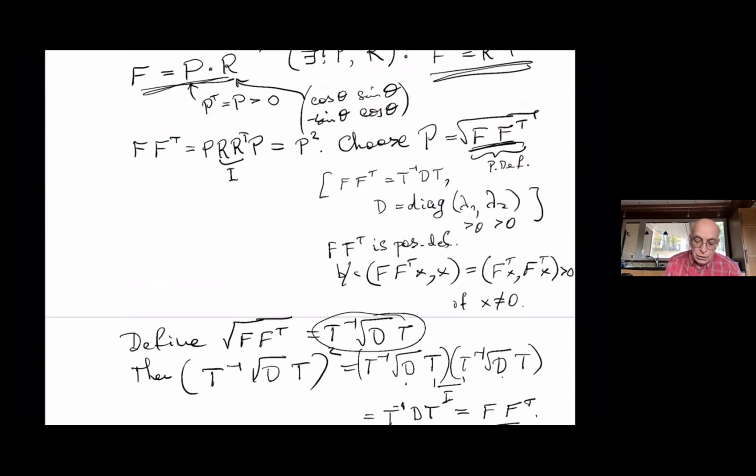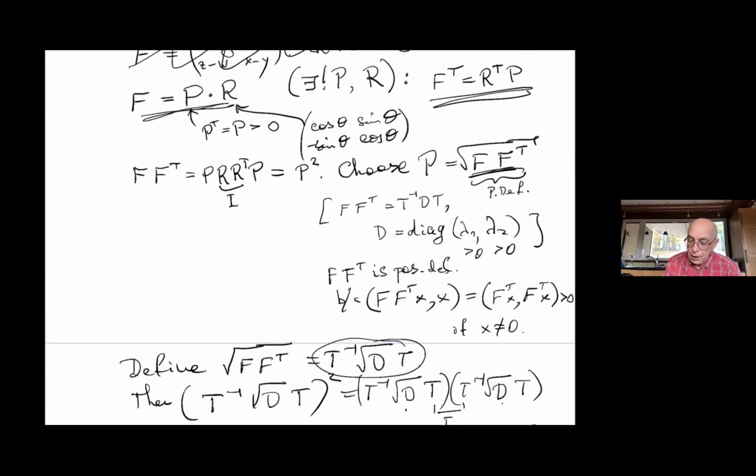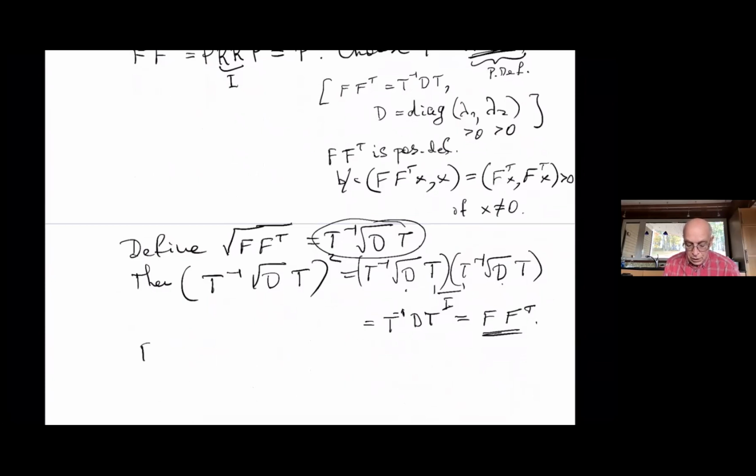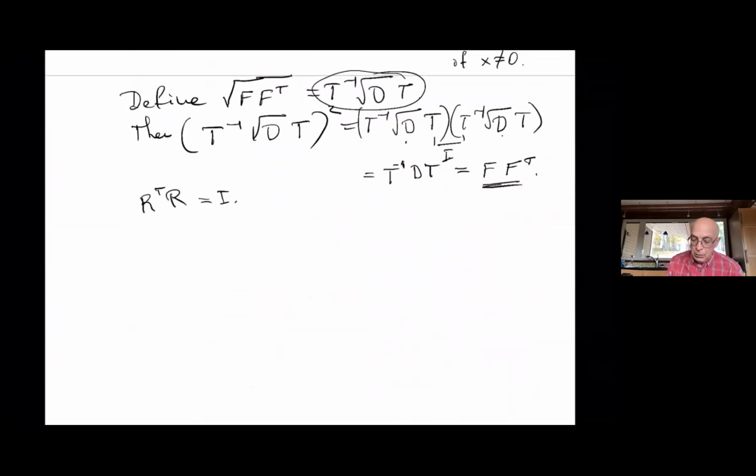In summary, I produced P, and then you can write R as F times P inverse, or rather P inverse times F. And it's a simple matter, which is not very instructive, to show that R is indeed a rotation matrix. In other words, that R satisfies R transpose R is identity. Okay, so coming back to the starting point, we took any matrix F, we wrote it as a positive definite times the rotation.